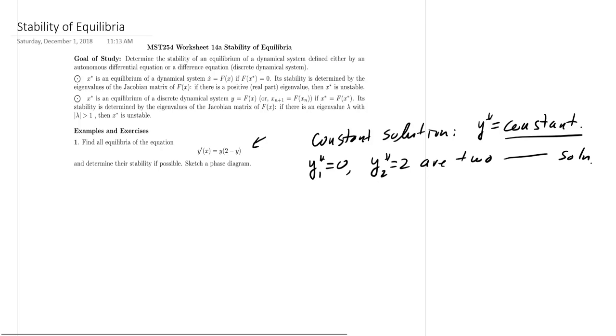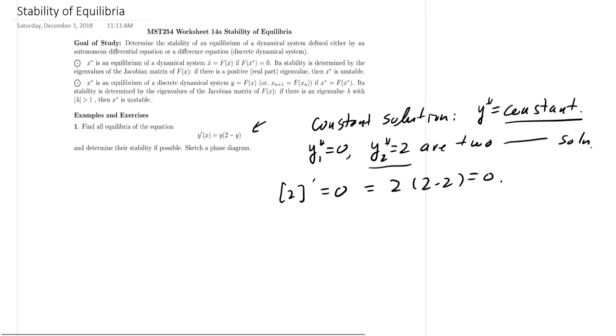We can easily see, for example, if you look at this one, 2, if you take the derivative, it's going to be 0, and on the right hand side is 2 minus 2, which is equal to 0. So-called equilibrium means the solution is no longer changing with respect to the independent variable over here, which is x. Usually we use time t.